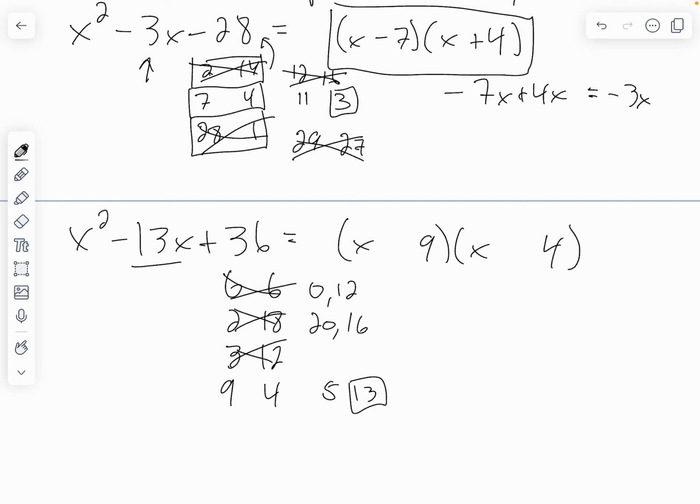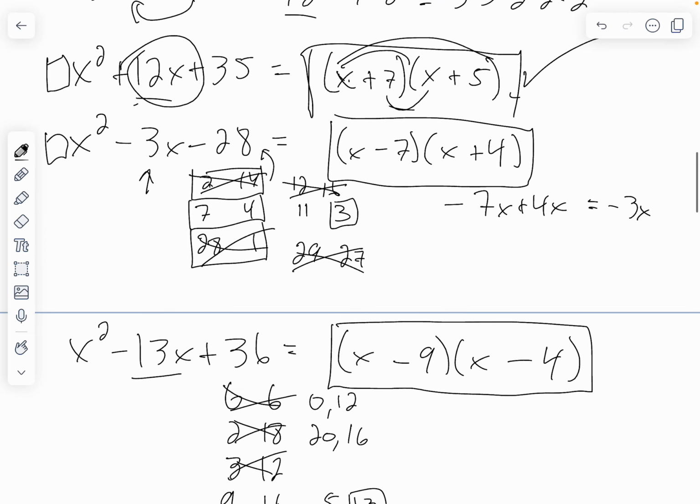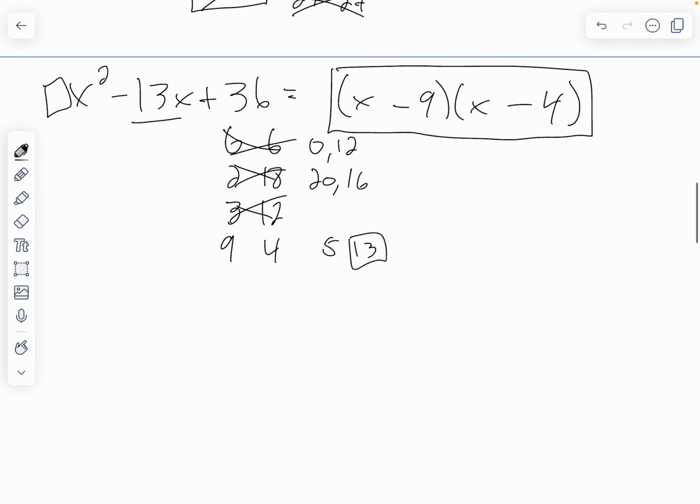Now this time I need a negative 13, negative 13x. So they're both going to be negative. That'll give me a negative 9x and a negative 4x and a positive 36 at the end, which is exactly what we want. All right, so all of these had something in common. The a here in front of the x squared, there wasn't one, right? Which means it's 1. When a is 1, factoring is pretty easy. When a is not 1, when a is not equal to 1, things get quite a bit more complicated.